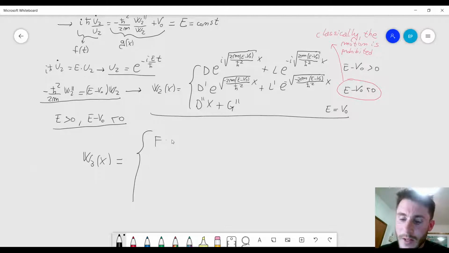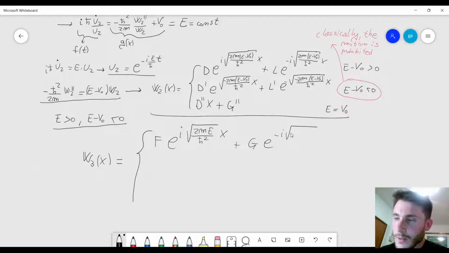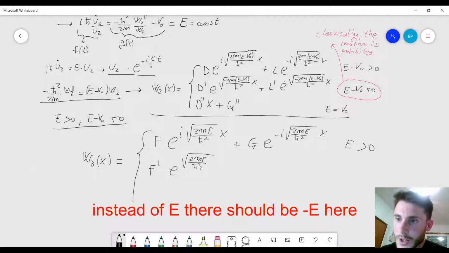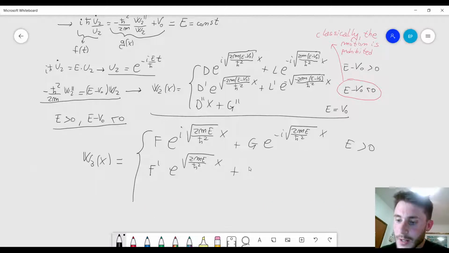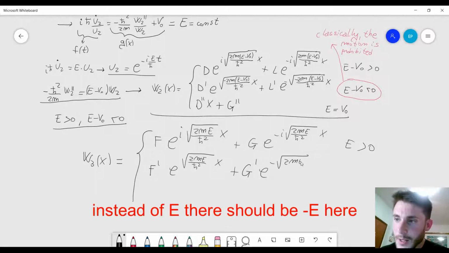Here we have some constant f, e to the i square root of 2mE over h bar squared times x, plus g times e to the minus i square root of 2mE over h bar squared times x, when the energy is positive; f prime e to the square root of 2mE over h bar squared times x, plus g prime e to the minus square root of 2mE over h bar squared times x, when the energy is negative.